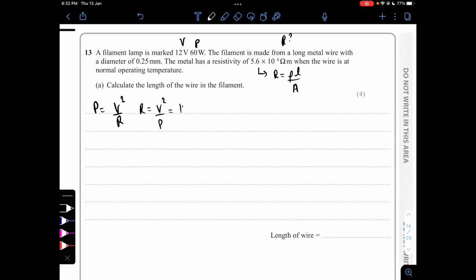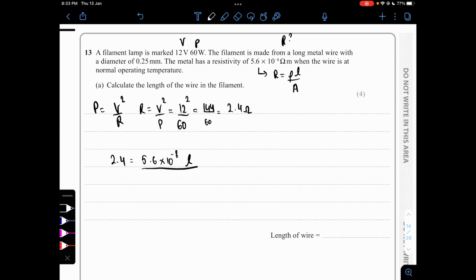So V squared will be 12 squared over 60. So 144 over 60. This will give us 2.4 ohms. Okay, so we got our 2.4, and that is equal to 5.6 times 10 to the power of minus 8 L.